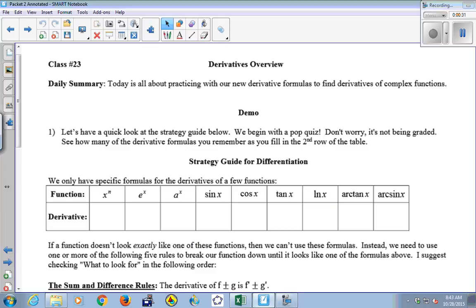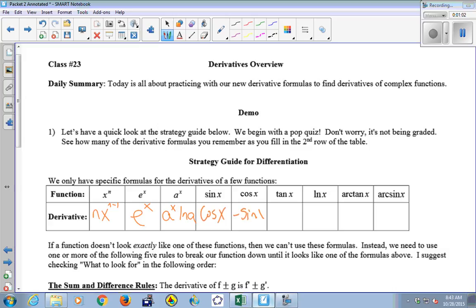We're going to have a quick look at the strategy guide for differentiation. Quick pop quiz, group pop quiz. Derivative of x to the n. Power rule, right? n x to the n minus 1. Derivative of e to the x. Derivative of a to the x. Derivative of sine x. Cosine x. Derivative of cosine. Negative sine. Derivative of tangent. Secant squared.